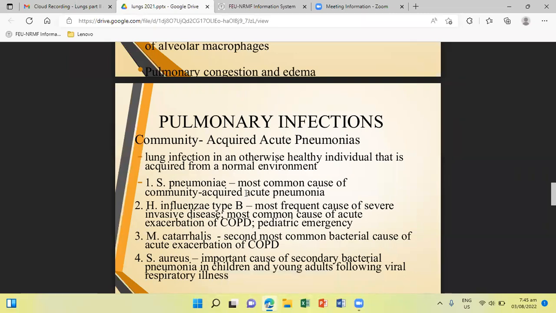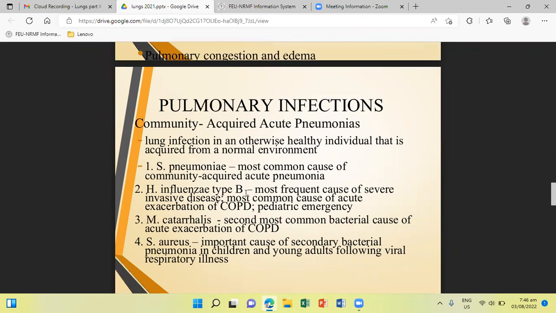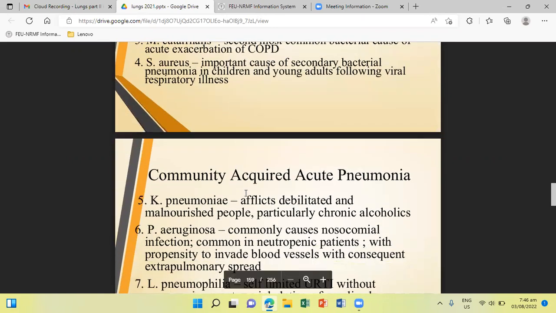So how do you diagnose the disease? Community-acquired acute pneumonia is referring to infection that is otherwise occurring in healthy individuals, acquired in the normal environment. It may be bacterial or viral, but then again, to diagnose it, you may have to do radiologic examination, X-rays, and you can actually identify the presence of the organism by doing culture. So this 1 to 4 is an example of common agents that may be isolated. Additional agents are as follows.